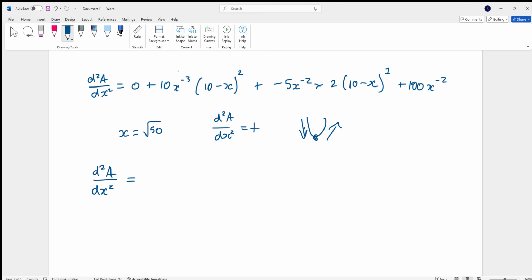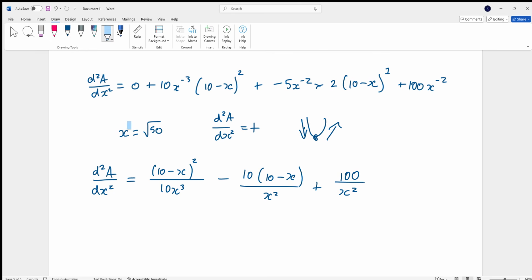So rewriting this guy here, I would write that as (10 minus x) all squared over 10x cubed. Here I would have negative 10, and then I'd move the x squared to the bottom, and then I go plus 100 over x squared. Now here's a good thing, because it's the square root of 50, it's going to be okay-ish to work out. So wherever the x is, we're going to chuck in the square root of 50.